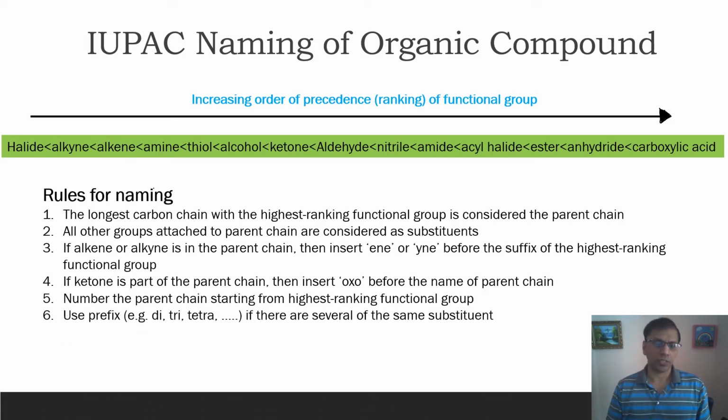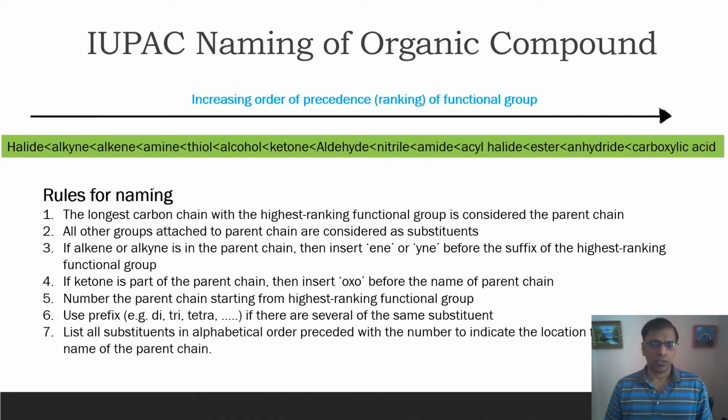We also use the prefix di, tri if there are several of the same substituents. So if there are two alcohols or OH groups, then we can say it's a diol. If it's three, we can say it's a triol, and so on and so forth. So in order to name the entire compound, we will list all substituents in alphabetical order, preceded with a number to indicate the location, followed by the name of the parent.